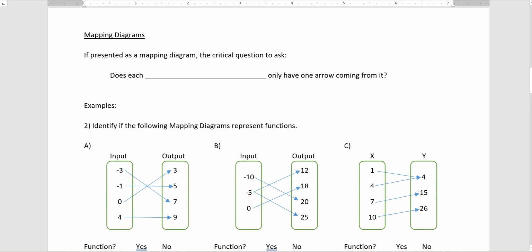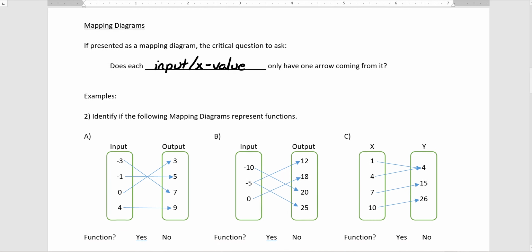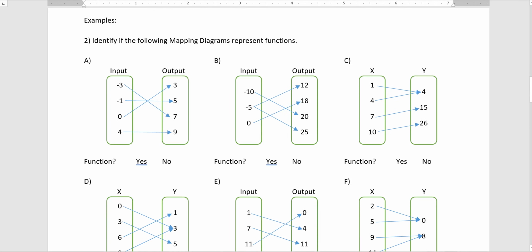The critical question to ask with the mapping diagram is, does each input or x value have only one arrow coming from it? Remember, in mapping diagrams, our inputs are identified on the left, our outputs on the right, and then the arrow connects the input to the output. Looking at our examples here, let's start with letter A.